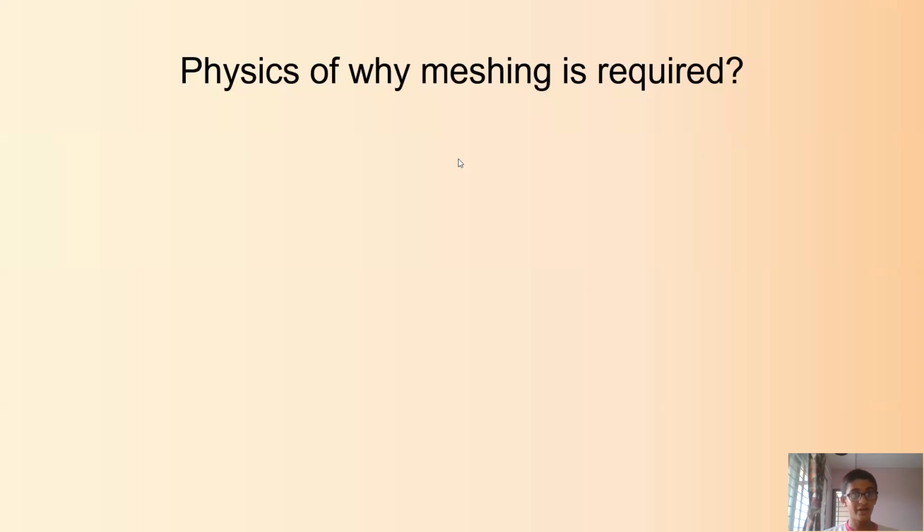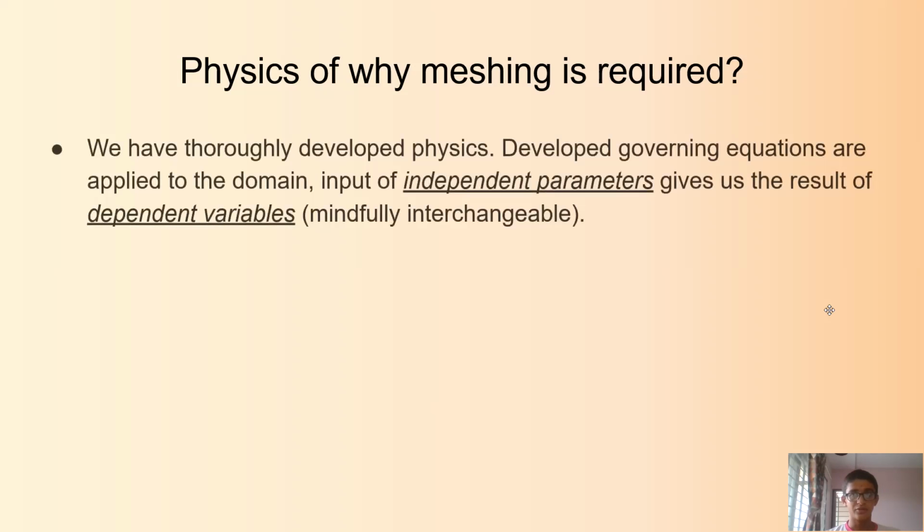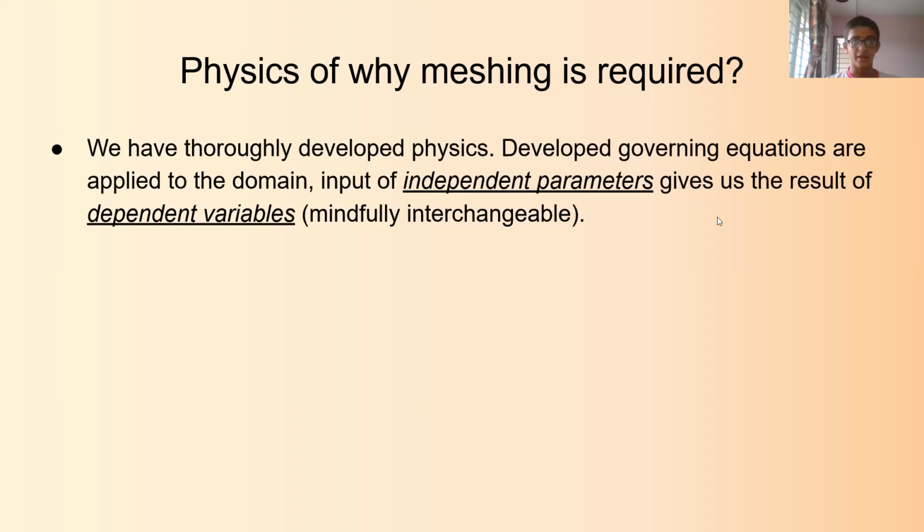Why the meshing is required from the physics point of view. Let's start with it. So we have thoroughly developed physics, and the developed physics is generally what we have known from the Newtonian physics. There are other different kinds of physics also developed, and all the developed physics have governing equations in them. These governing equations are applied to a domain. So what does a domain mean? The domain means some boundary inside which you have some interest, the body of interest.